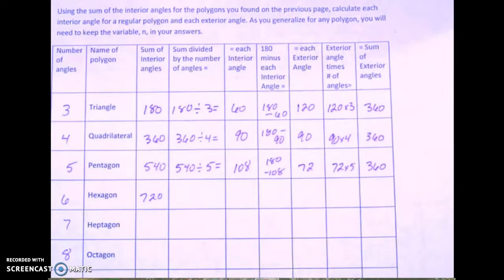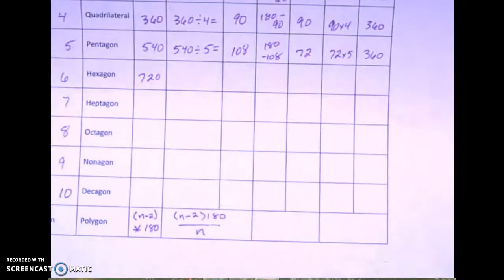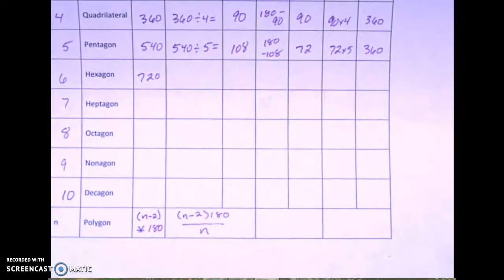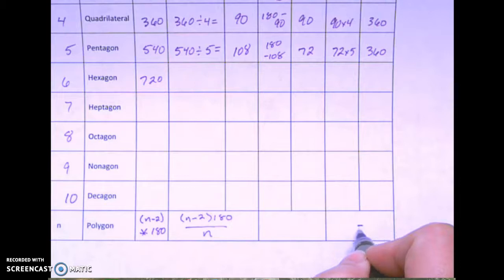As you've finished off filling in the chart, we should have the very last row that we need to finalize at this point. You should have found that for any of your shapes, your triangles, quadrilaterals, pentagons, hexagons, heptagons, octagons, nonagons, and decagons, the sum of your exterior angles will always equal 360 degrees.